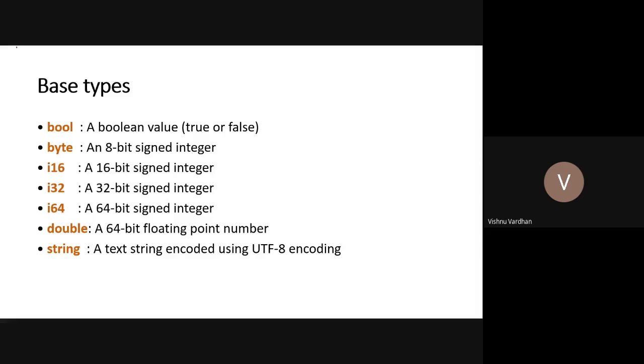So base types, these are the base types. Boolean, you know the meaning of the bool, what it does. Byte, this is for 8-bit, then 16-bit signed, 32-bit signed, 64-bit signed, 64-bit floating point number, this is for double, and this is a general text which is encoded in UTF-8 encoding.